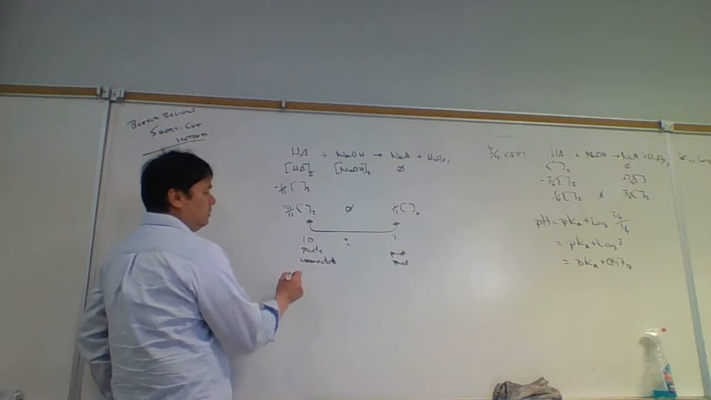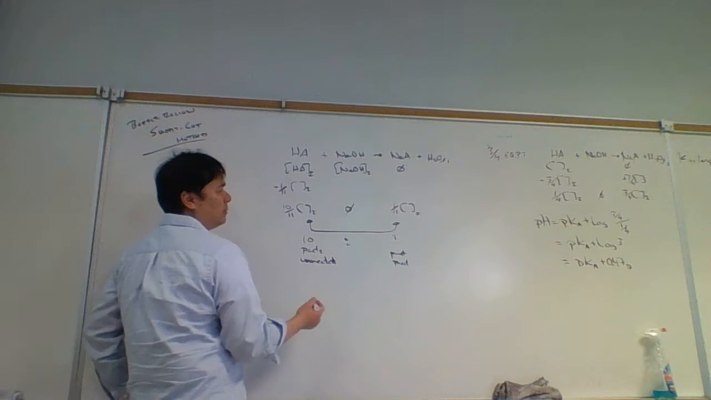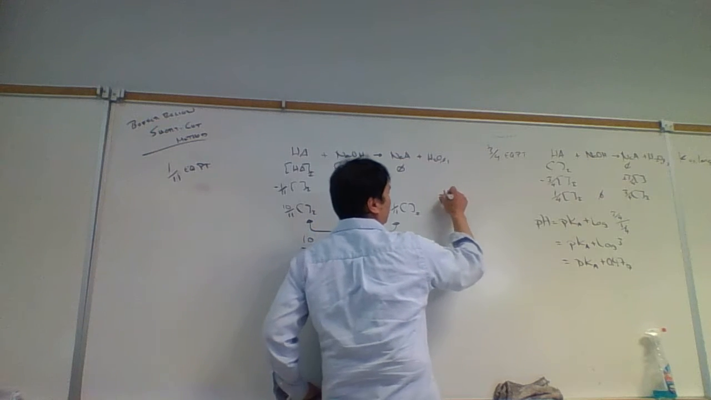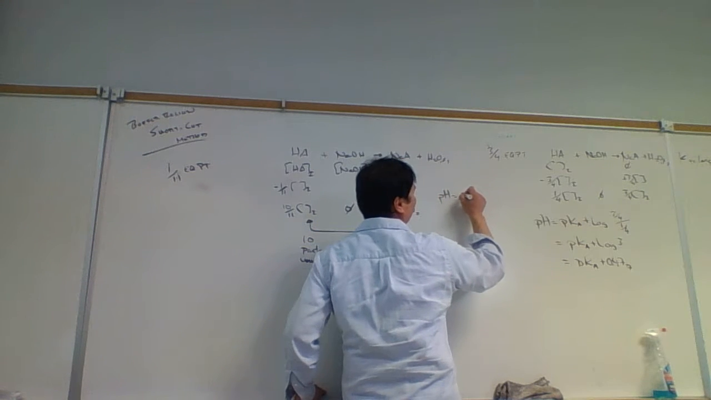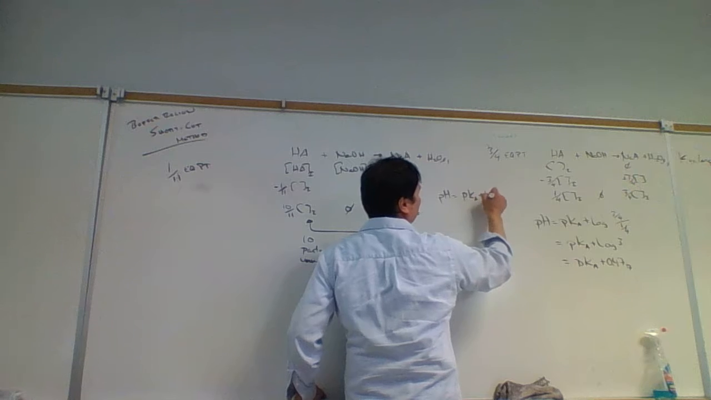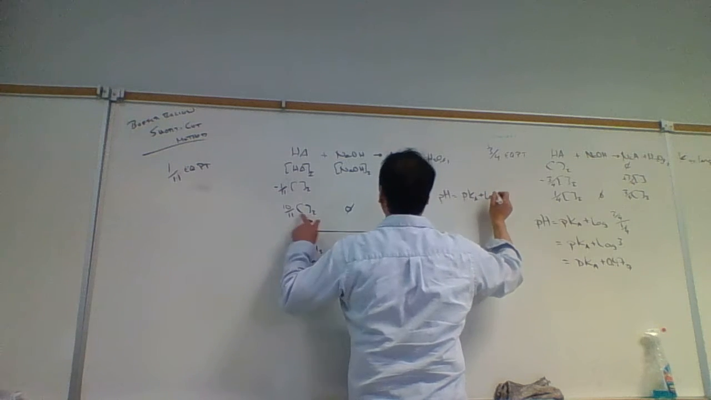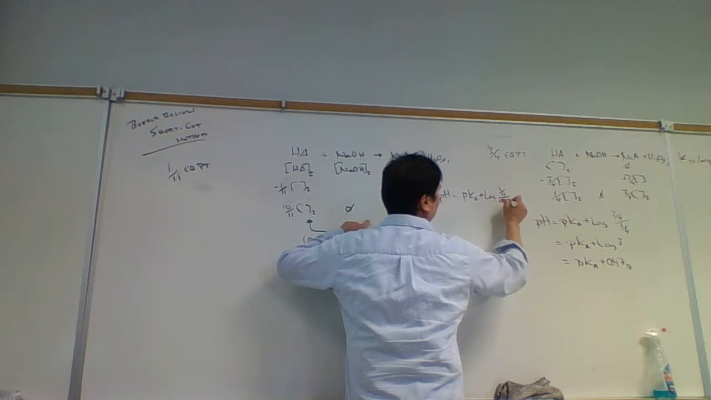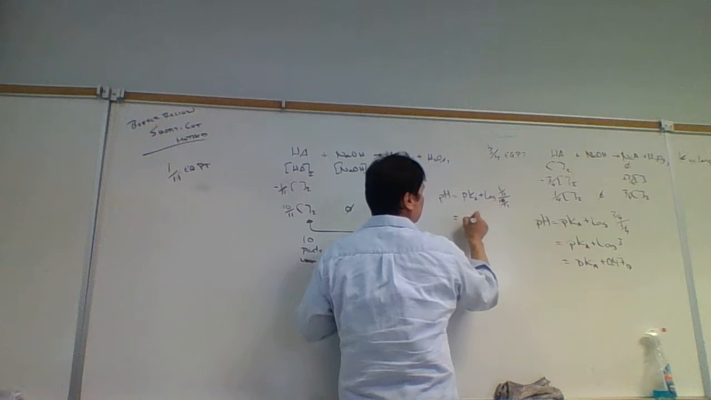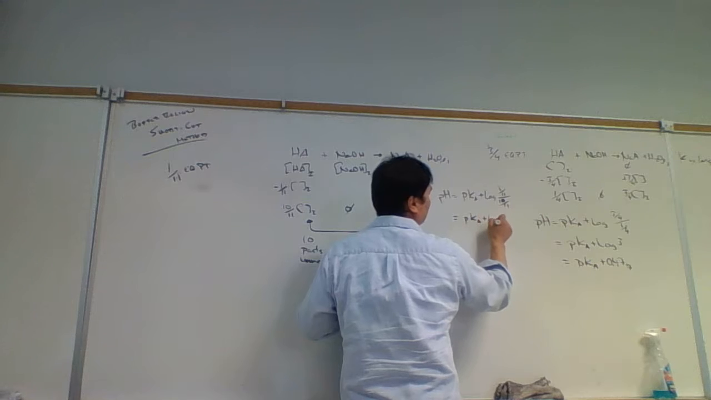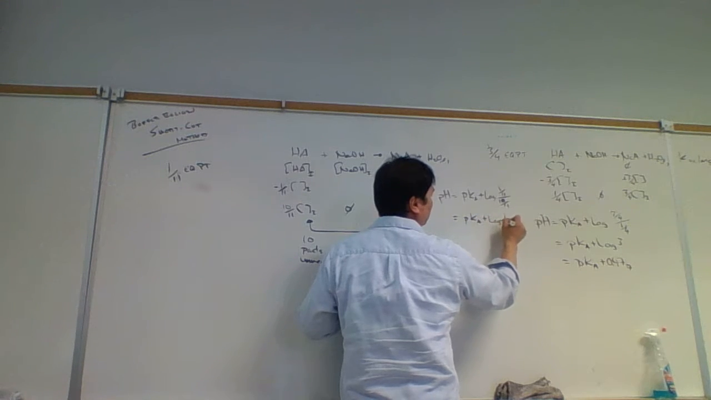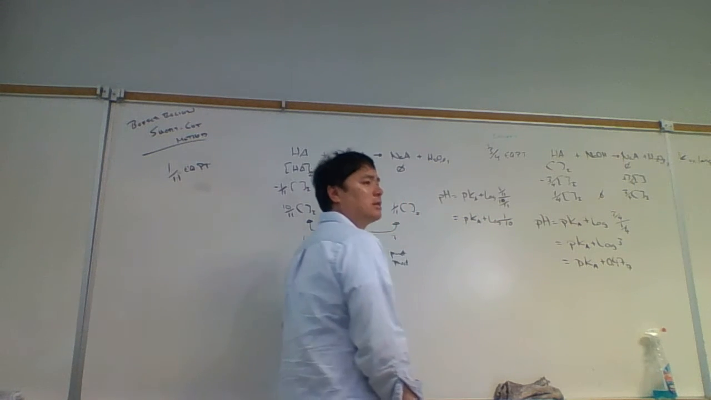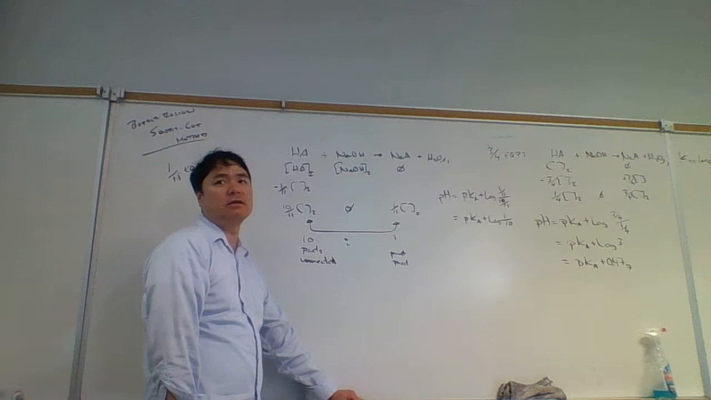And so when we do this, this is going to be a Henderson-Hasselbalch buffer. The pH is equal to the pKa plus the log of 1/11 over 10/11, which means it's going to be the pKa plus the log of 1/10. And so this gives us a base to acid ratio of 1:10.